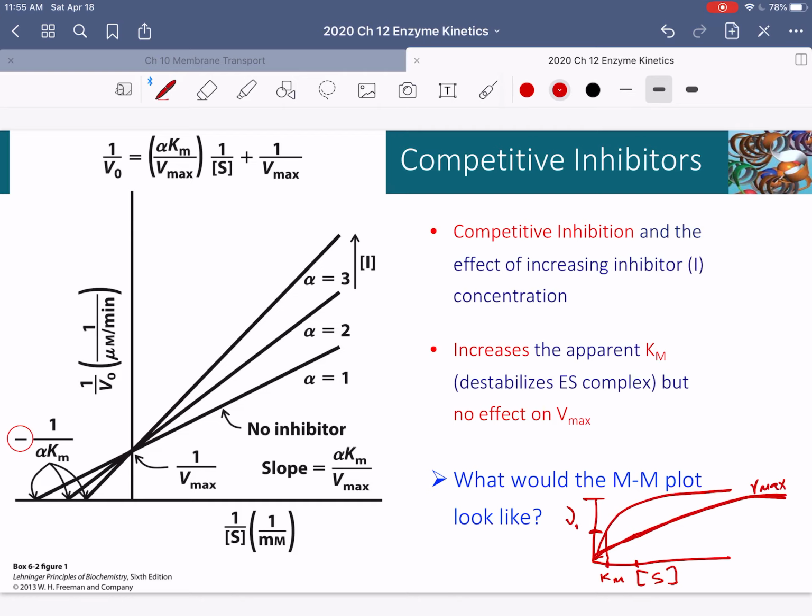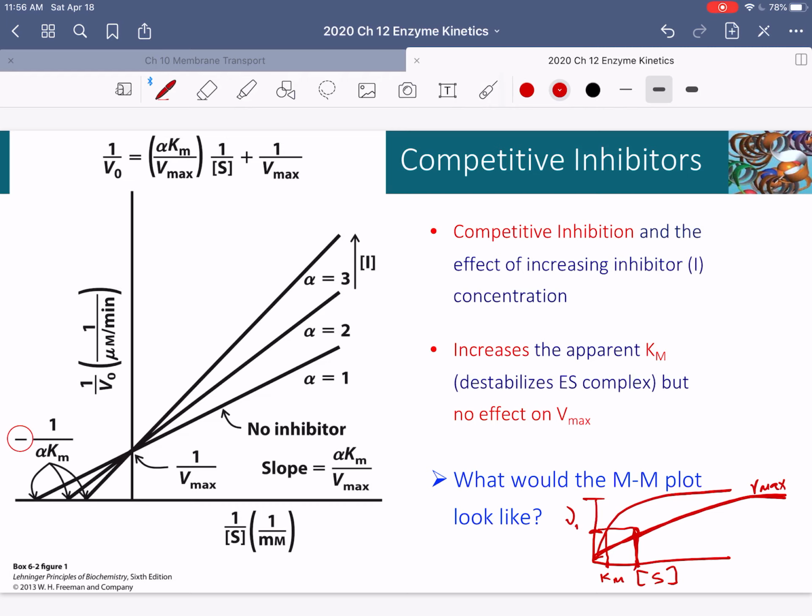Why does it take more substrate to reach Vmax? Why is your Km increased? Because you're competing with the inhibitor for the active site. Eventually, you can reach Vmax if you can add so much substrate that you swamp out the inhibitor, so that every empty enzyme, once you've gone on to make product, is now more likely to encounter a substrate than it is to encounter an inhibitor. That's competition.